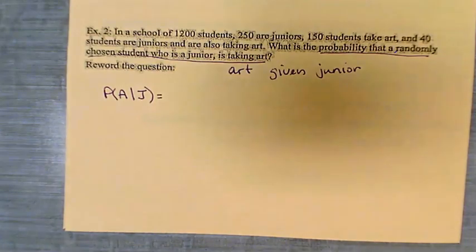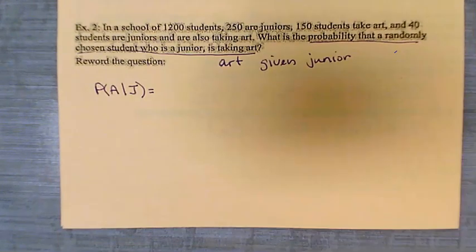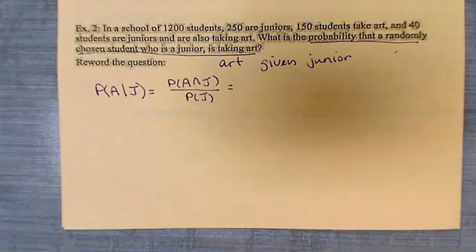I want you to pause your video and take a moment to fill in your formula here with the A's and the J's that represent art and junior. Pause your video. So check yours with mine, and let's find these probabilities.